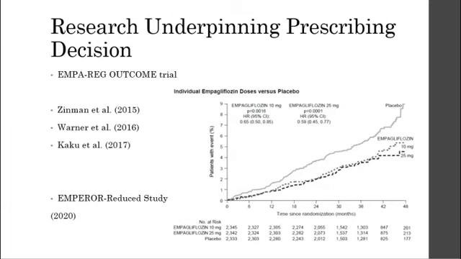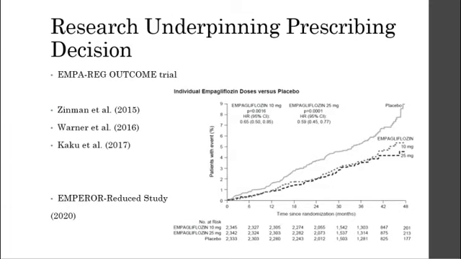Kaku et al. 2017 investigated the effects on the Asian race in the EMPA-REG OUTCOME trial. Out of the 7,020 patients, 21.6% were of Asian race. They found that empagliflozin was effective in 3-point major adverse cardiovascular event reduction, which was consistent with the overall population. This was useful towards my prescribing decision as this was representative of an Asian population. However, further studies of empagliflozin in the Asian race may be useful.